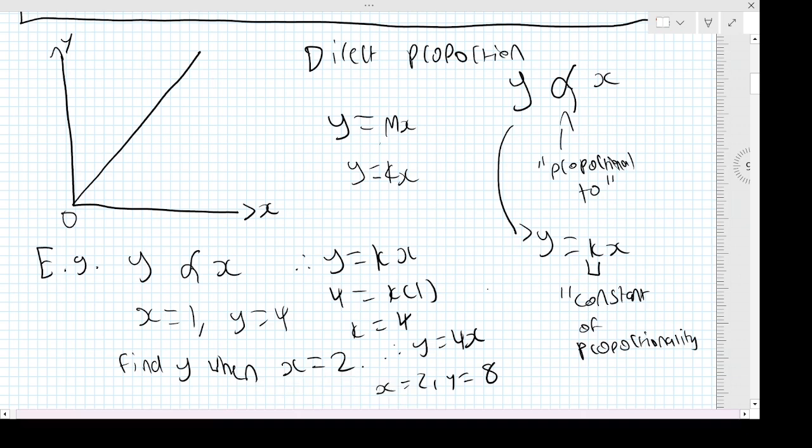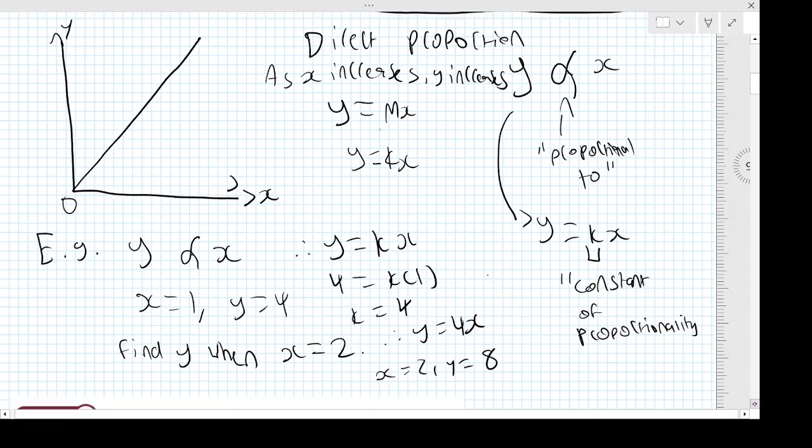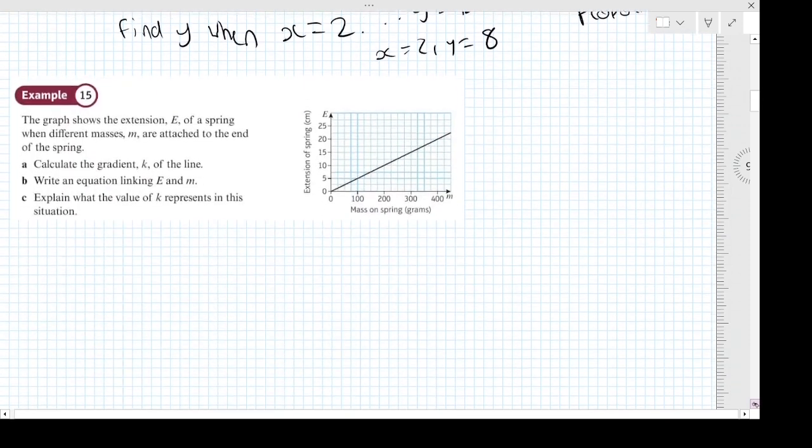So basically, as x increases, y increases, and that's the whole idea of direct proportion. As x increases, y also goes up. I thought it was a good idea to mention it, because the textbook doesn't go over it that much, so I thought I'd dedicate a little section to it. Anyway, let's have a look at some examples then.